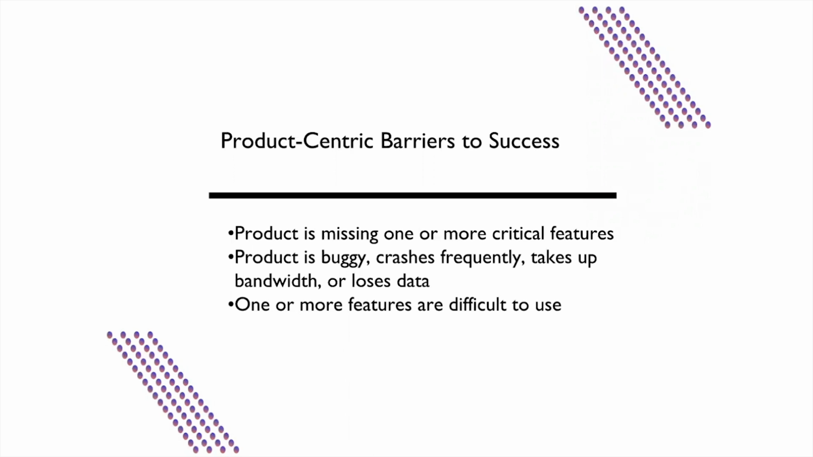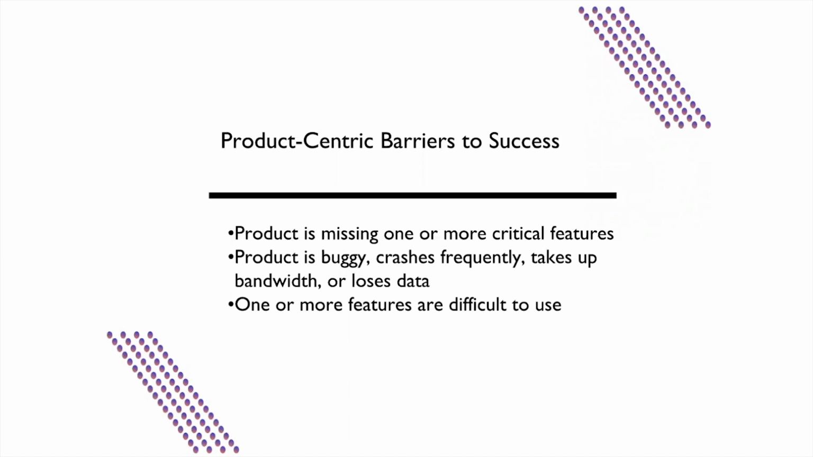So product-centric barriers are when your product is missing a feature. If you have a tool that does time tracking but not invoicing, and your customer absolutely needs invoicing, this is what we would call a product-related barrier to success. It's not going to matter what you say or do in your onboarding. This is a feature that's missing from your product. If you are showing your customers a buggy experience or an experience full of crashes, or if it takes up a lot of bandwidth or you lose their data, again, these are things that will prevent them from wanting to keep working with you after their trial.